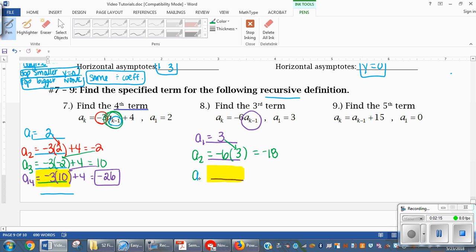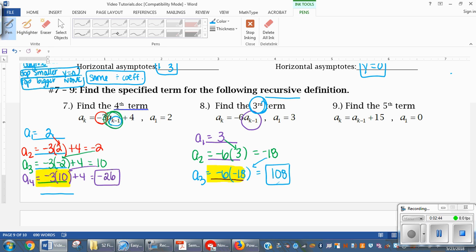The third one, which is the one that we want, that's what they specify here, we're going to say still a negative 6 times the previous answer of negative 18. And we're going to get 108. The 2 negatives should cancel out. And that's my third term.